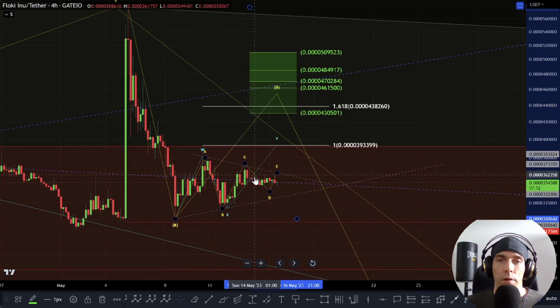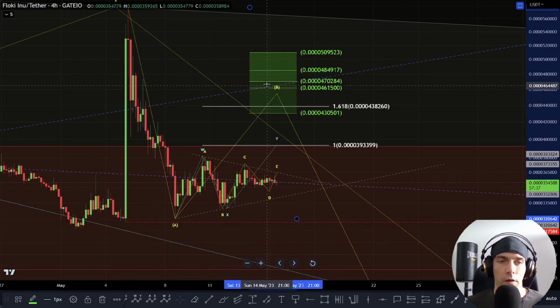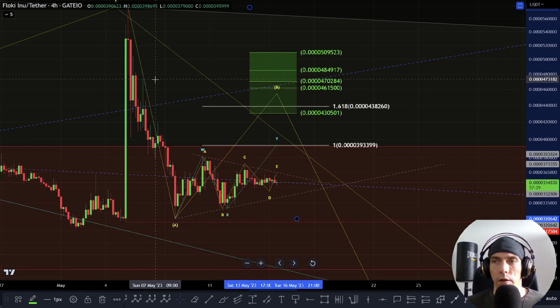But typically speaking, we'd be looking for this area here of this 430501 to this zone here of this 470284. Now this could actually be quite interesting because we do have this center channel line that's also sitting in this area. So potentially if we do get a push to the upside here, this 0.618 area is going to be quite interesting, as well as the swing high that we have over here towards this 473182 area.